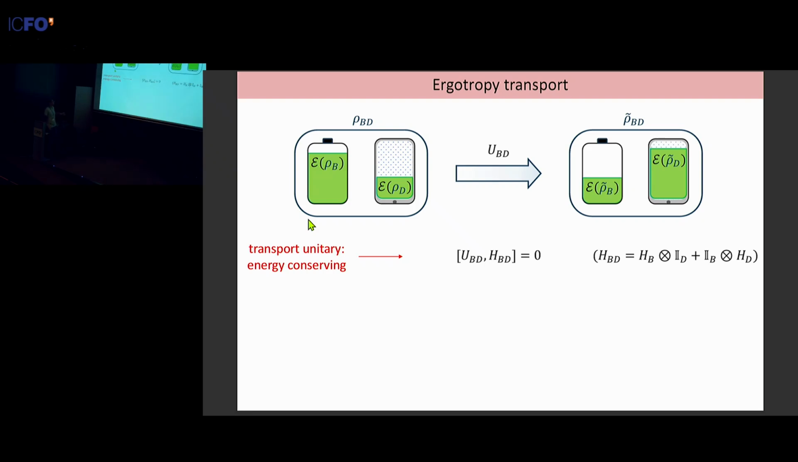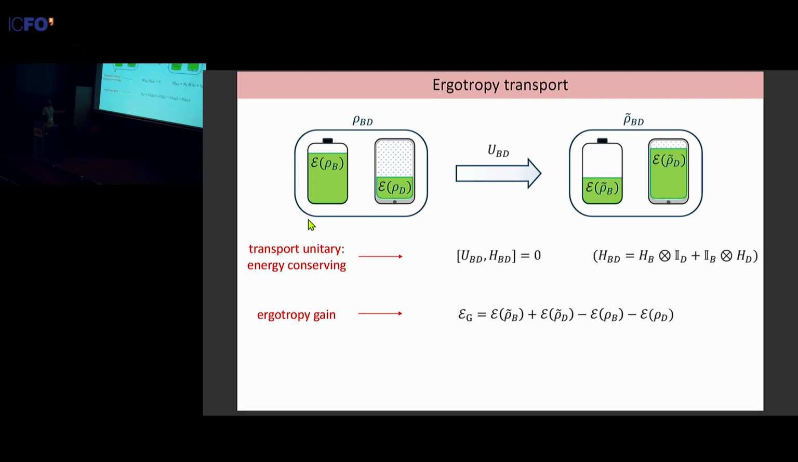Now, we want this transport unitary to be energy conserving. Again, if the battery is powering your device autonomously, like a phone in your pocket, you don't want any energetic intervention whatsoever, which means that your unitary must conserve energy. So this U_BD should commute with H_BD, the Hamiltonian of B and D. And in this case, we assume that the direct interaction between the two is negligible, so we have H_B plus H_D. So non-interacting systems and a unitary that commutes with the Hamiltonians.